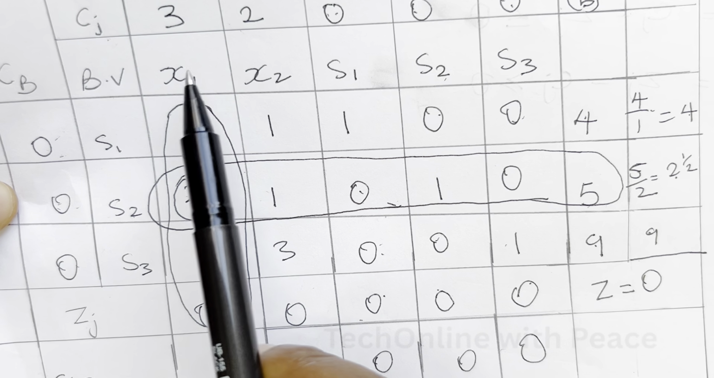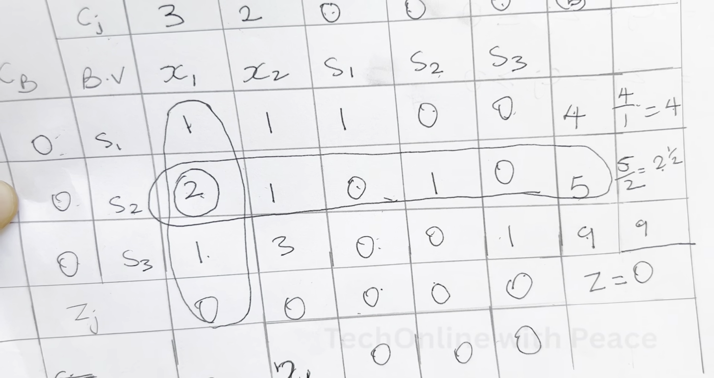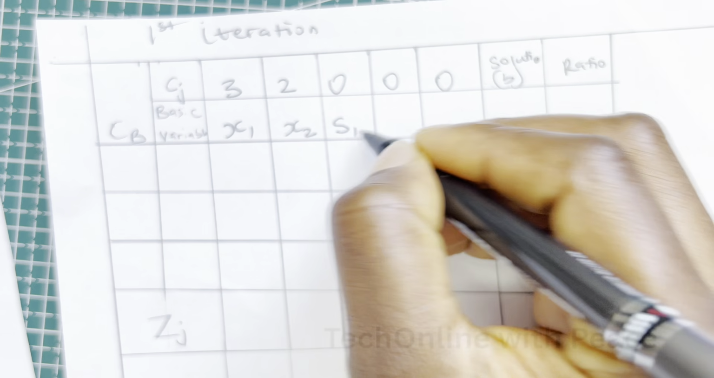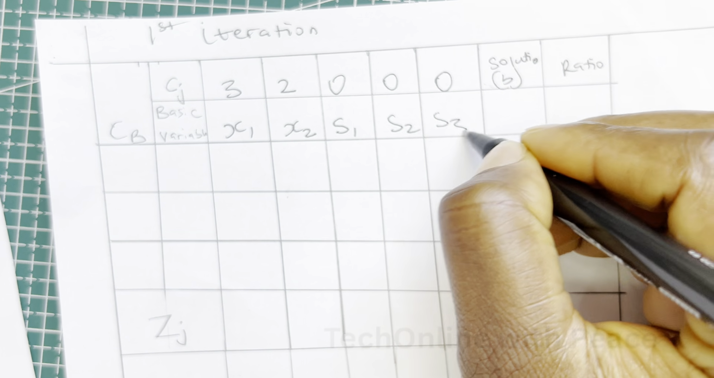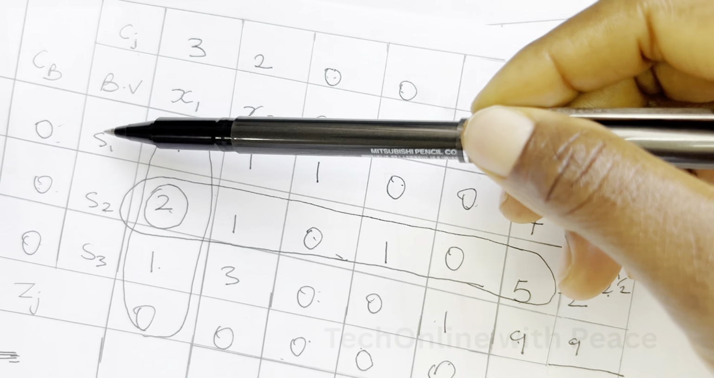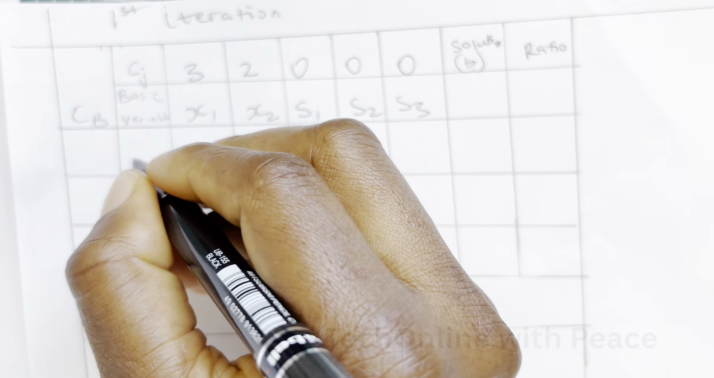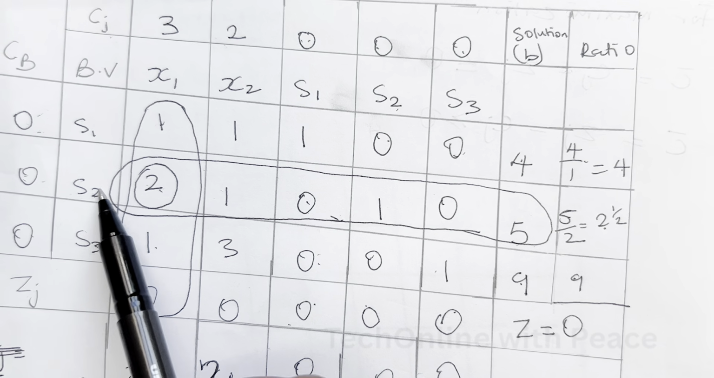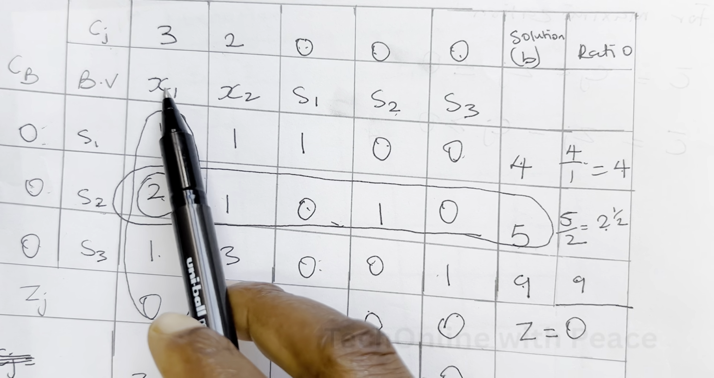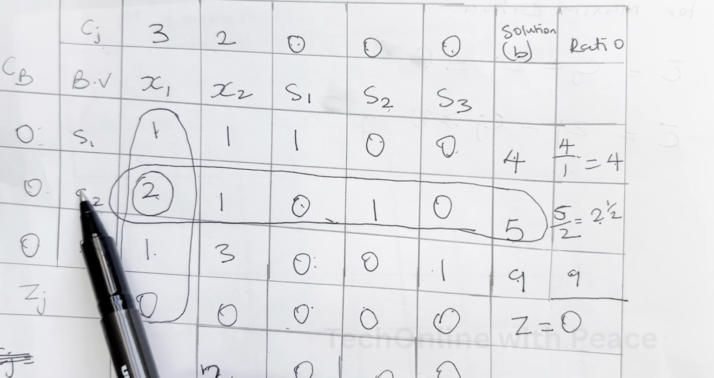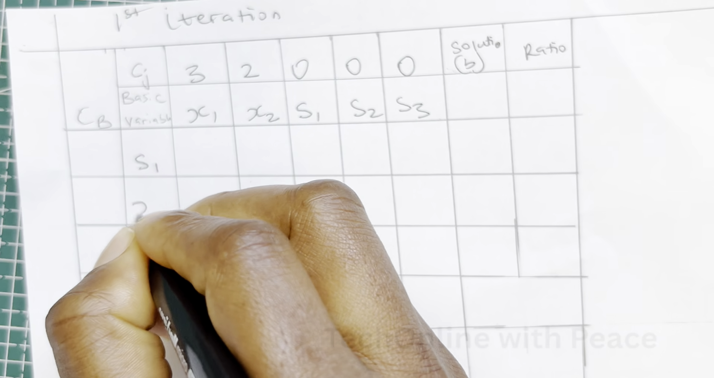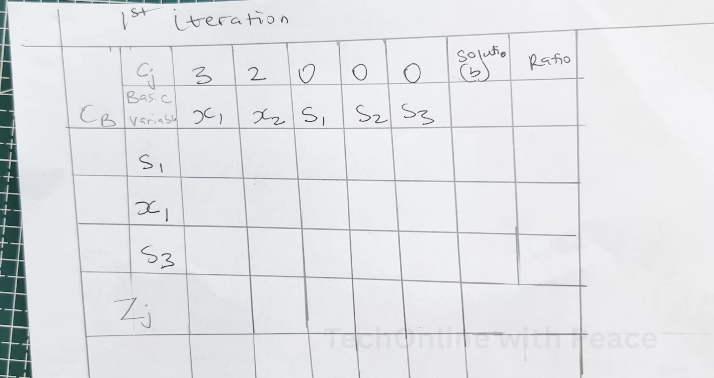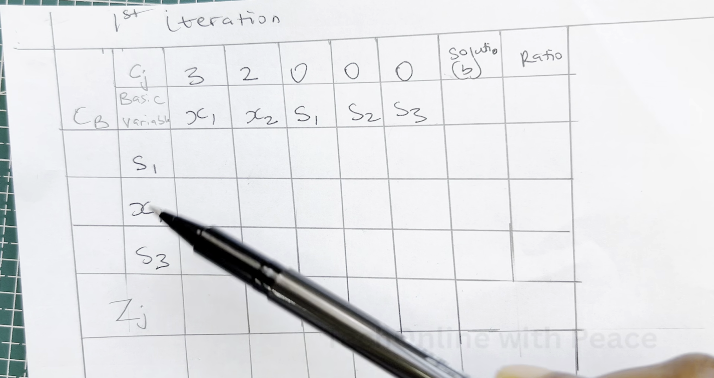Our BV, we have x1, x2, so nothing changed. We will still represent that on the new table. We have x1, x2, x1, s2, s3. For our basic variable here, from the old table, we have x1. Remember, this is our leaving variable x2 and this is our entering variable. So we represent this here. We have x1 and we have x3. After this, we find the coefficient of x1, x2 and s3.